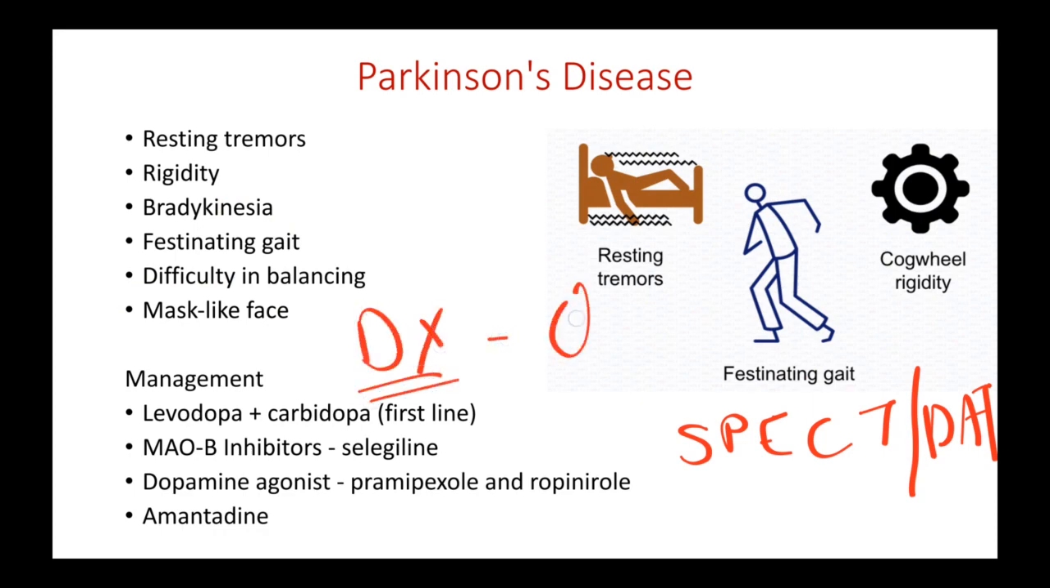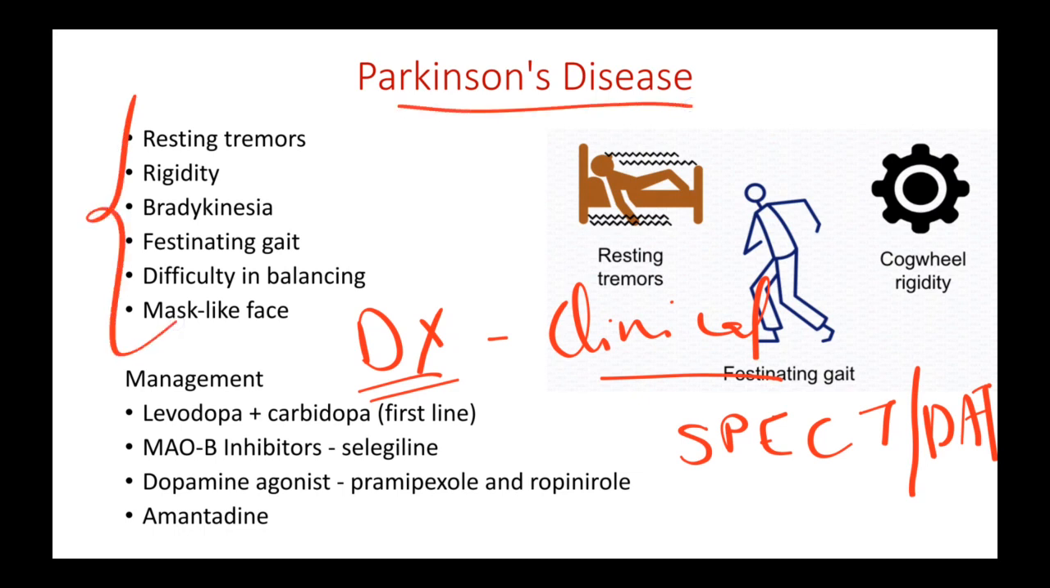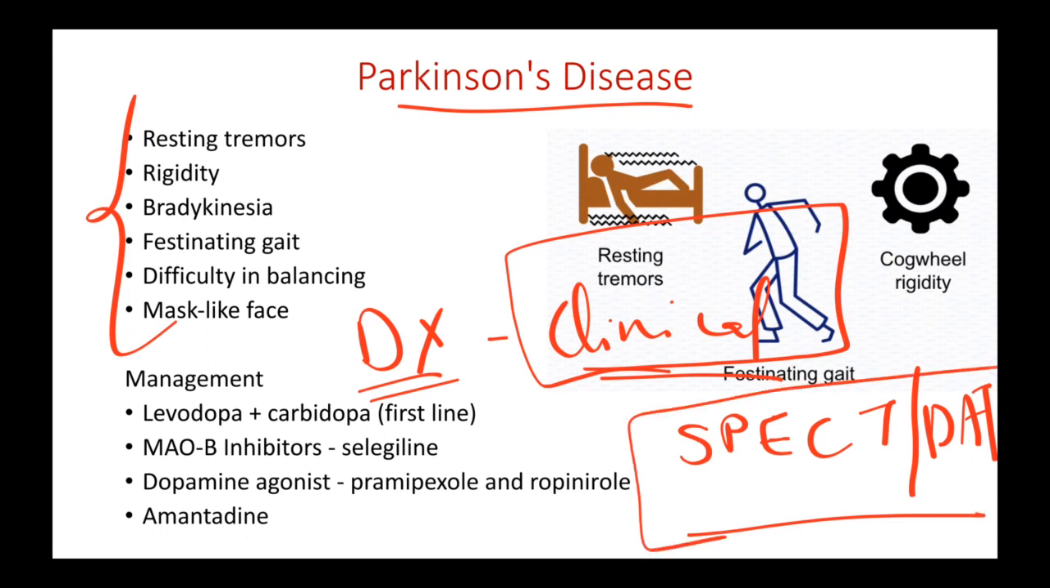So how do we diagnose this condition? The diagnosis is mainly clinical. Whenever you see any patient coming up with these symptoms, you have to think about Parkinson's disease. Most patients will have a clinical diagnosis. But if you're highly suspicious and if you want to confirm the diagnosis, you do something called a SPECT, which is also called DAT. SPECT is single photon emission computerized tomography, and DAT is dopamine transporter scan.